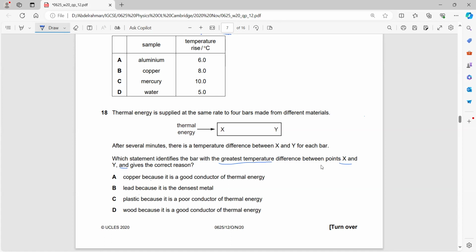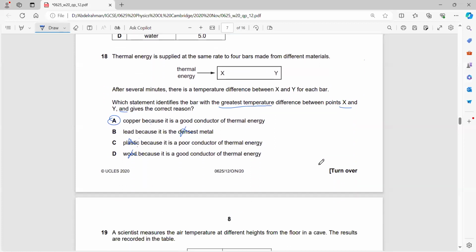Copper, lead, plastic, wood. It probably wouldn't be plastic or wood. Copper, because it's a good conductor of thermal energy. Lead, because it's the densest metal. What does density have to do with conduction? It doesn't have anything to do with conduction. So definitely it is A, because it's the best conductor of thermal energy.